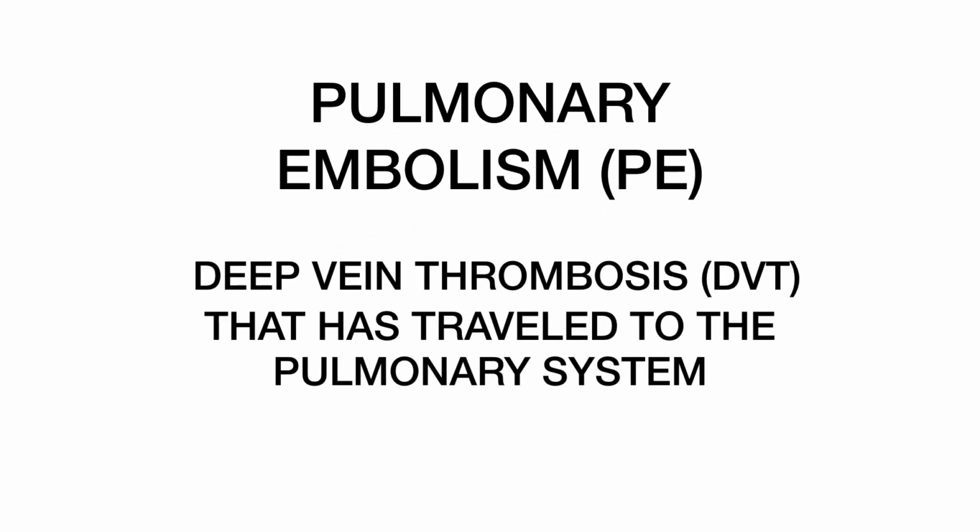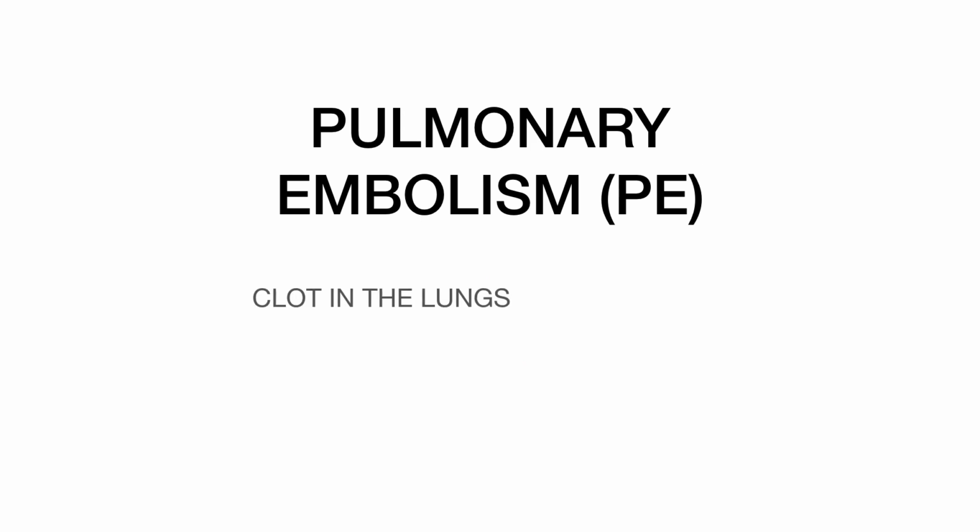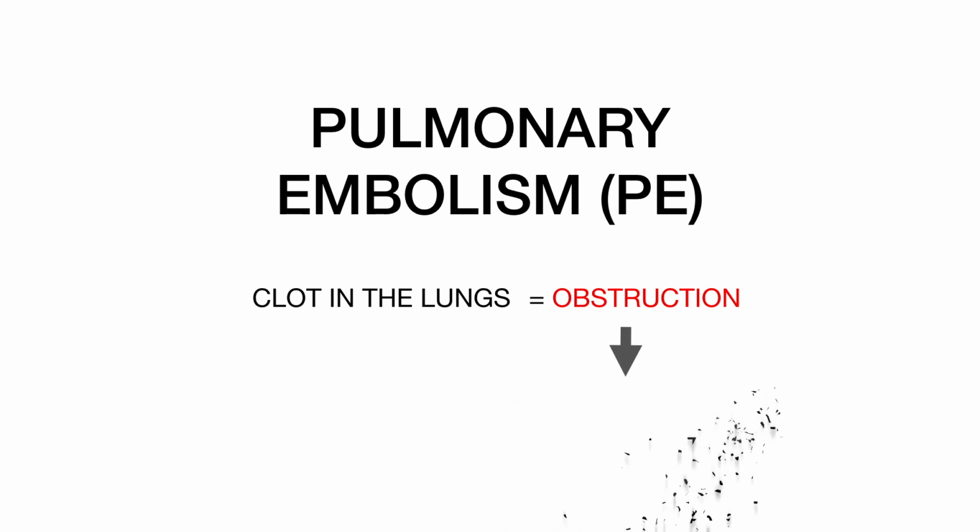A pulmonary embolism is a deep vein thrombosis that has traveled to the pulmonary system. Remember, a DVT is just another way of saying a clot is located in a location like a leg, and the pulmonary system is basically your lungs. So, a pulmonary embolism is a clot that has dislodged from most likely a leg and has now traveled to your lungs. When a clot travels to the lungs, it causes an obstruction, usually in a pulmonary artery, aka an artery in a lung.